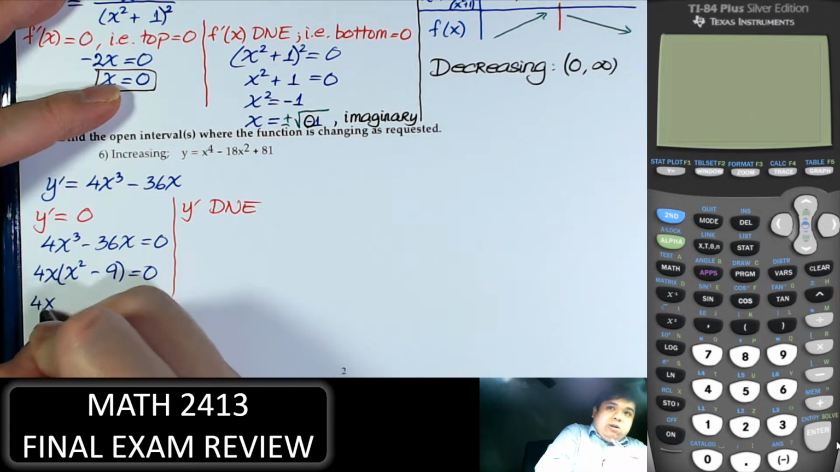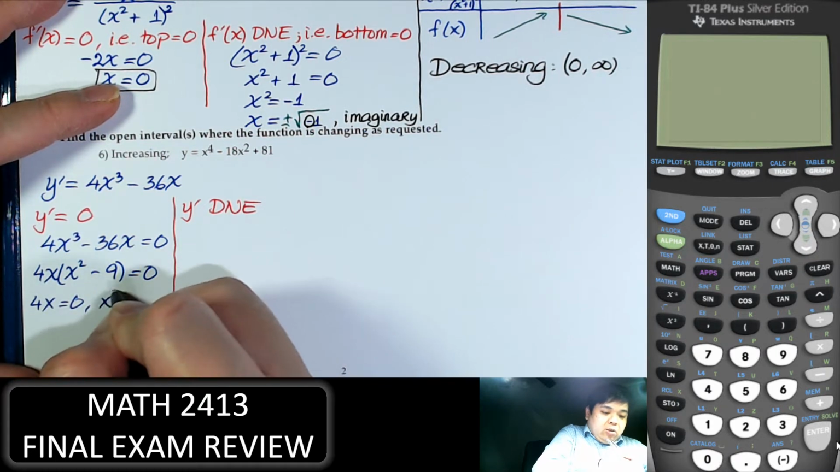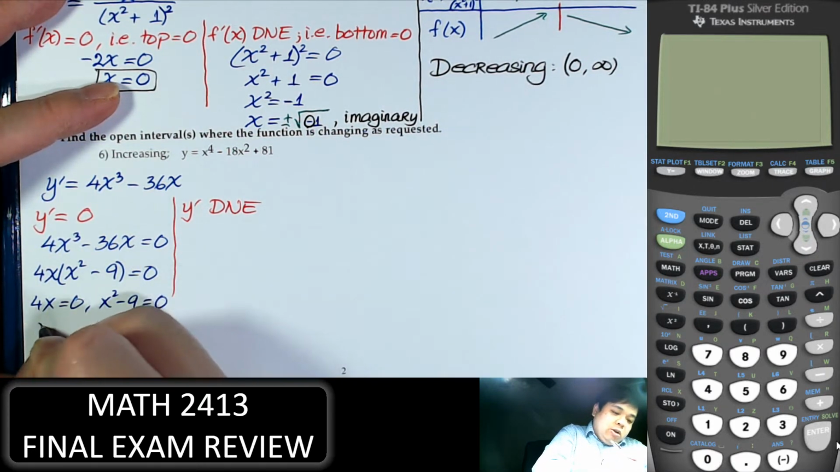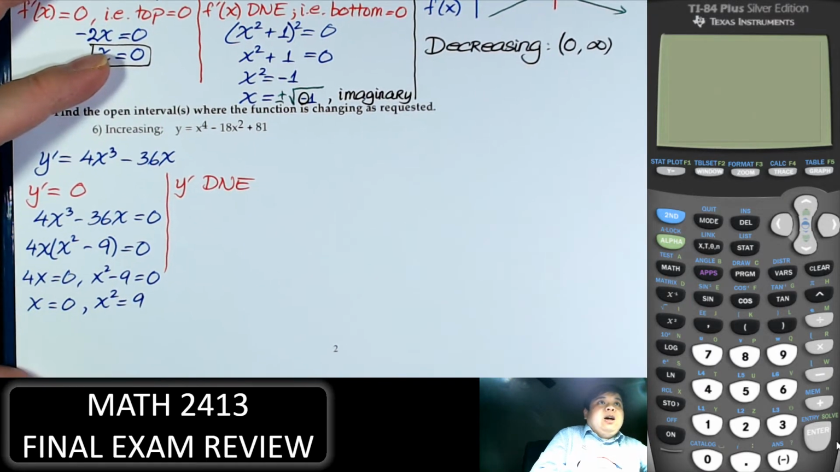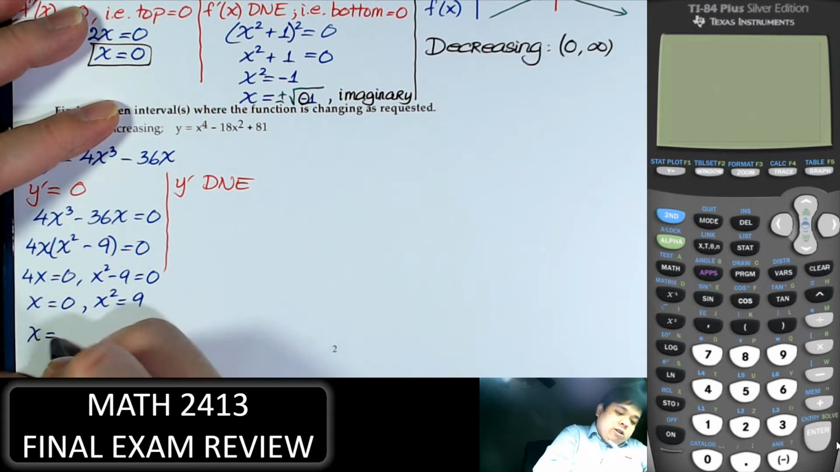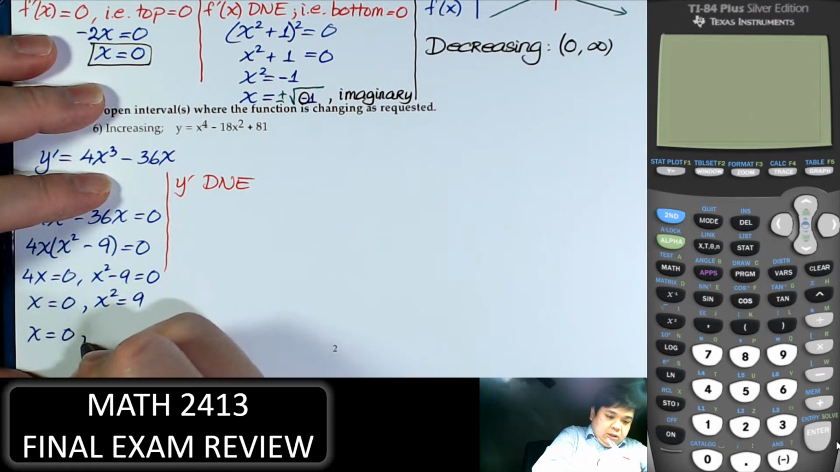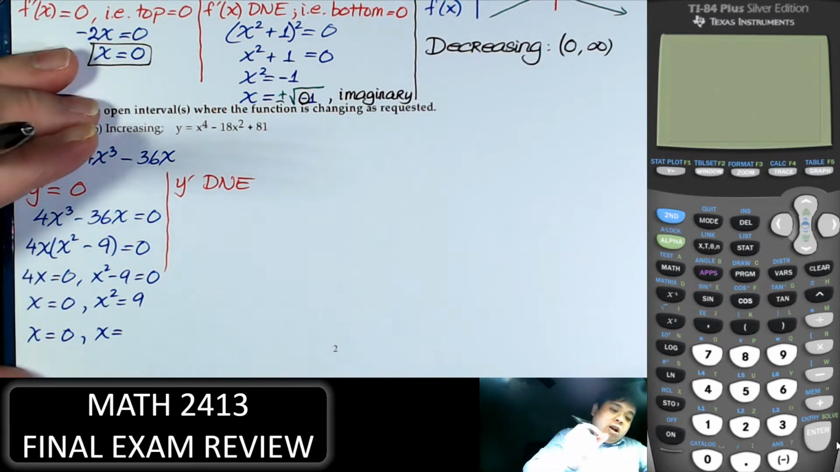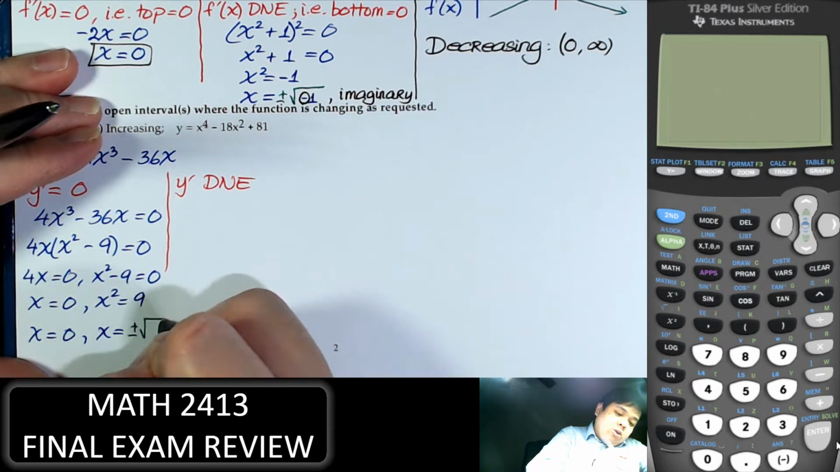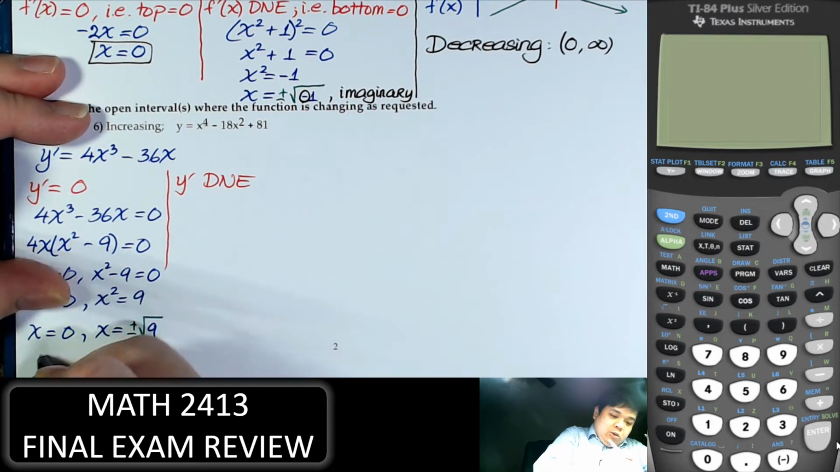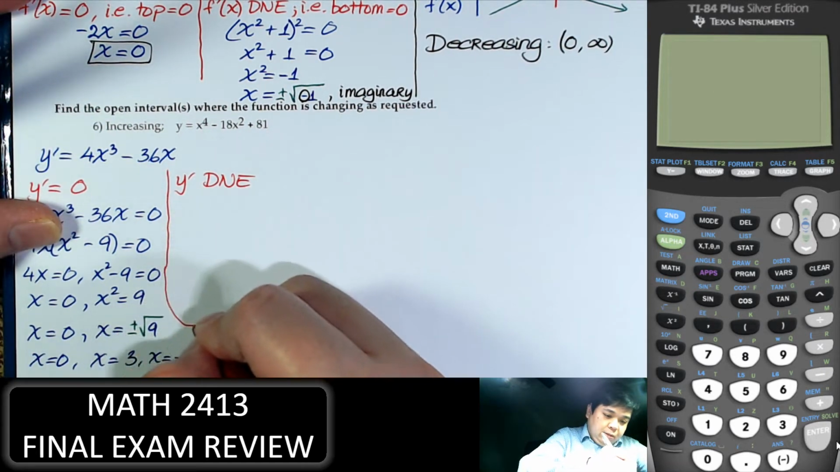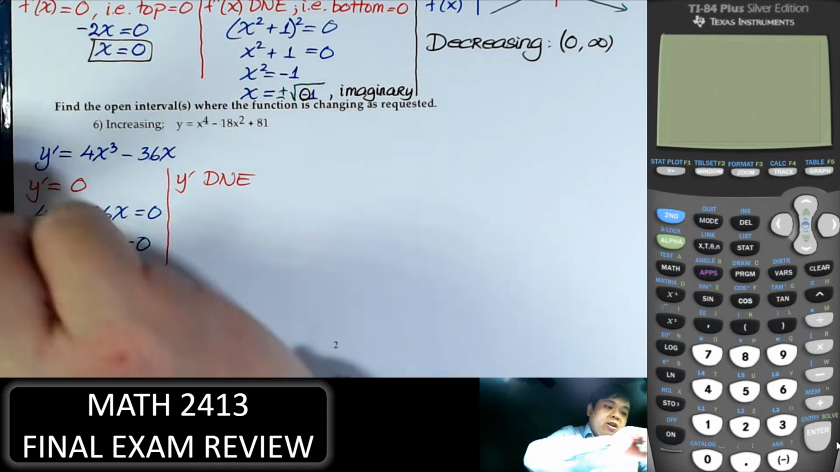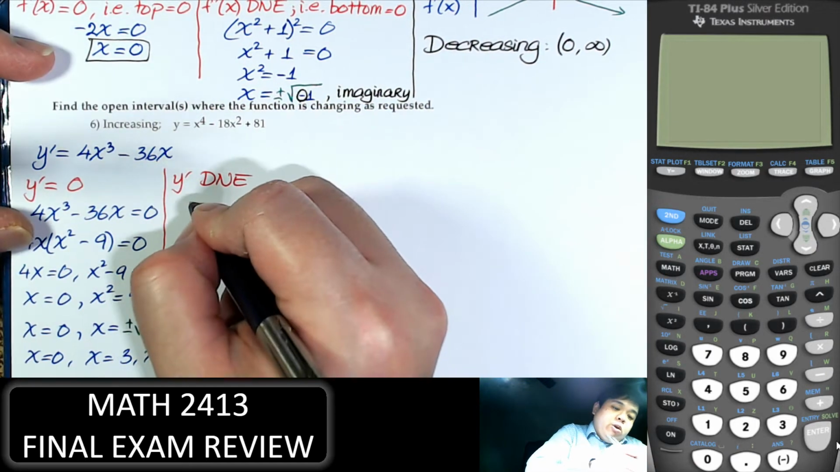For x equal to 0, x squared minus 9 equal to 0. So x equal to 0, x squared equal to 9. Take the square root on both sides. X equal to plus or minus square root of 9. So we have x equal to 0, x equal to 3, x equal to negative 3. The derivative does not exist? This is a polynomial, so it is defined everywhere.